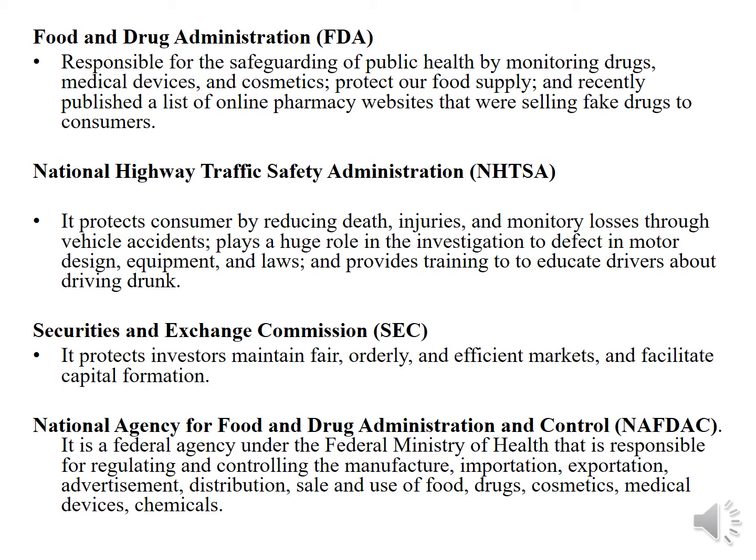National Agency for Food and Drug Administration and Control, or NAFDAC. It is a federal agency under the Federal Ministry of Health that is responsible for regulating and controlling the manufacture, importation, exportation, advertisement, distribution, sale, and use of food, drugs, cosmetics, medical devices, and chemicals.